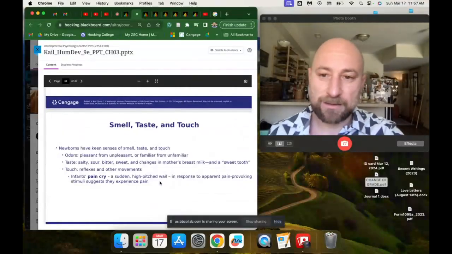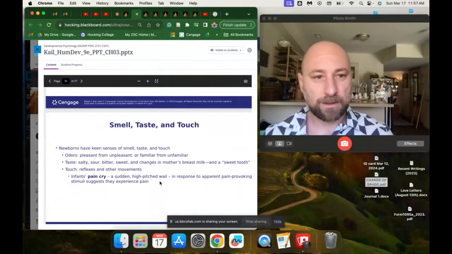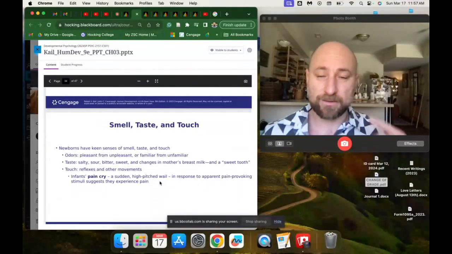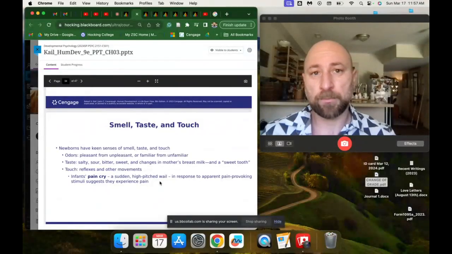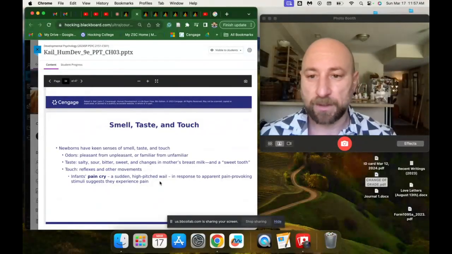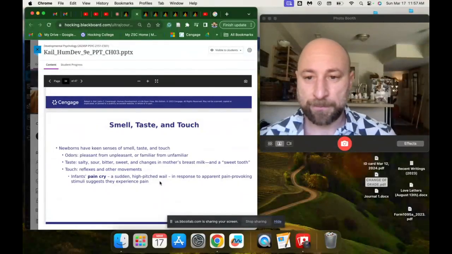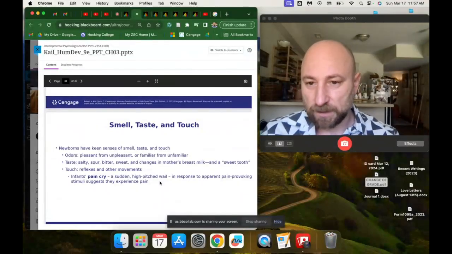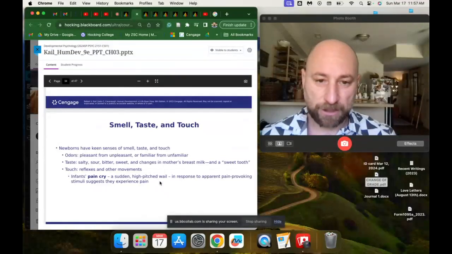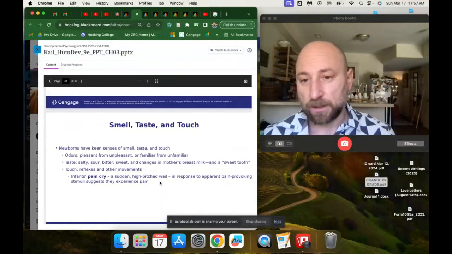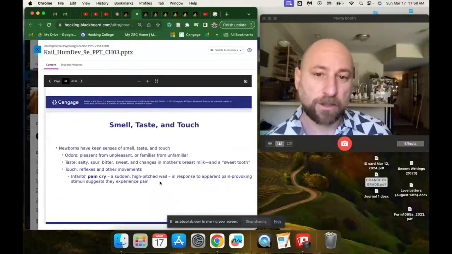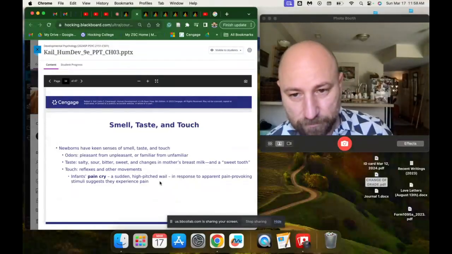Newborns have keen senses of smell, taste, and touch. Smell, evolutionarily, is our oldest sense. It's the sense whose signals go most directly to the brain, so smells can evoke the most powerful emotions the most quickly, even in humans. Taste: salty, sour, bitter, sweet, and changes in mother's breast milk. Tastes are relevant for children. Reflexes and other movements are part of touch for infants.